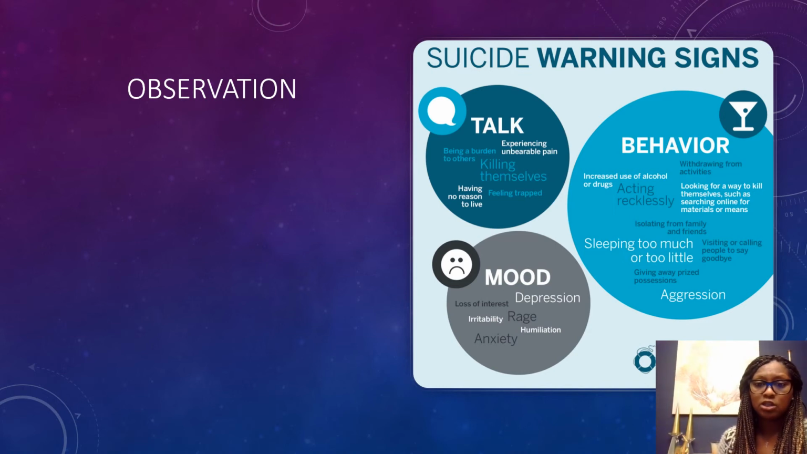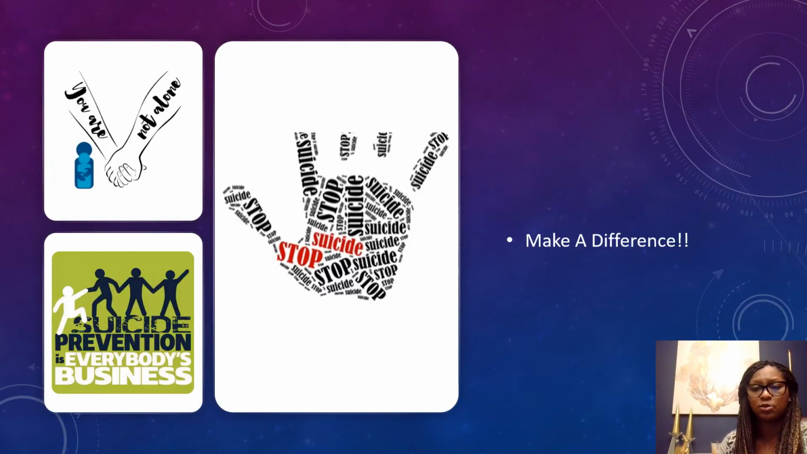Observation. Talk to the kids or family members or kids that may be in your neighborhood to see what's going on with them. Experiencing how they're feeling, their mood, depression, anxiety, their behavior. Are they acting reckless? Are they sleeping too much, not enough? Those are some of the signs that we have to pay attention to. And we can make a difference. We can come together and we can stop suicide and let them know that they are not alone.